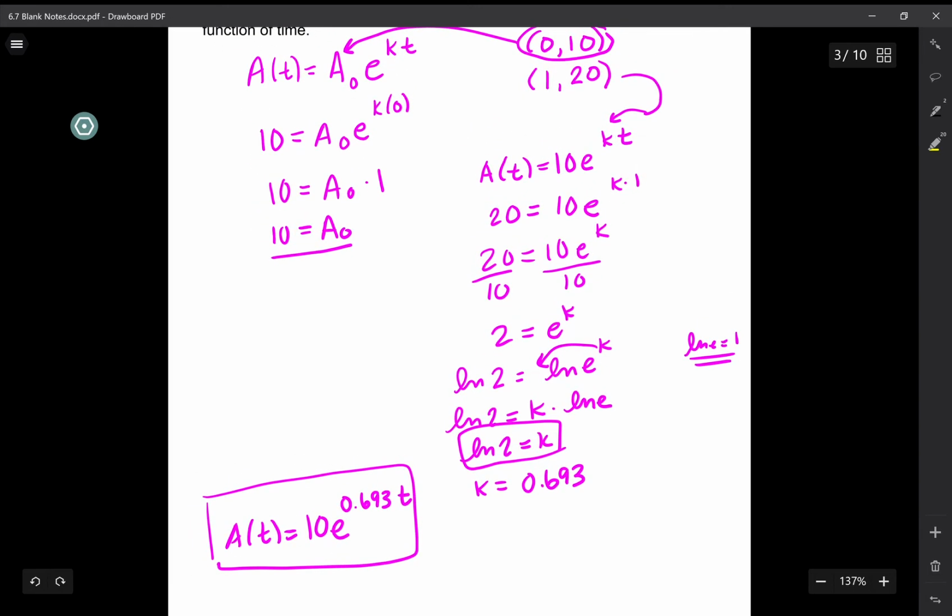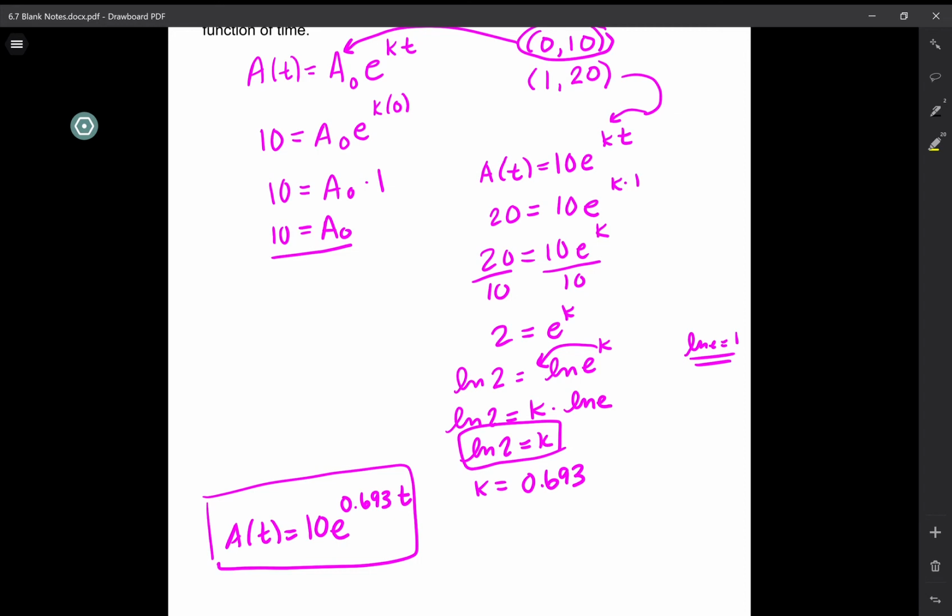If we want to check our 2 points, we can. If we plug in 0, we're going to get 10 because e to the 0 is 1. If we plug in 1, we can take 0.693 times 1, exponentiate e to that power, multiply it by 10, and I did something terribly wrong. Let's try that again.